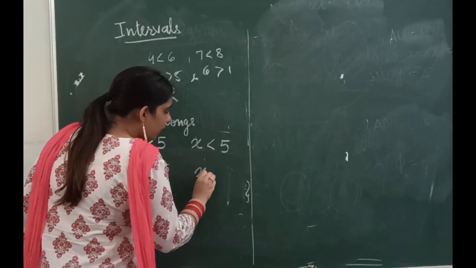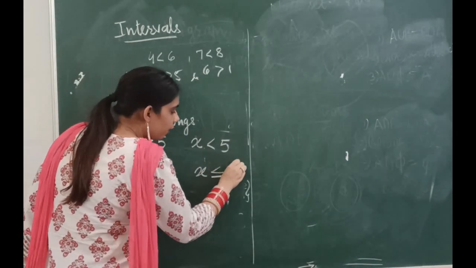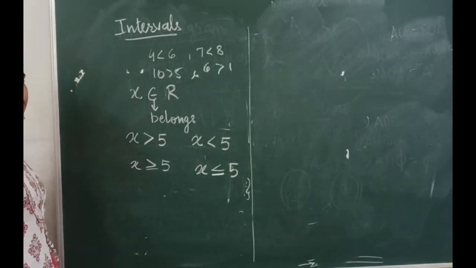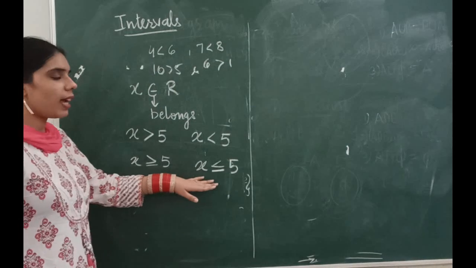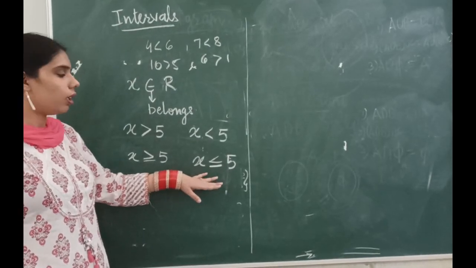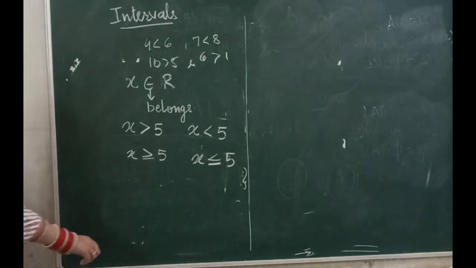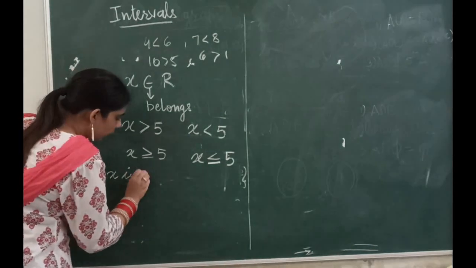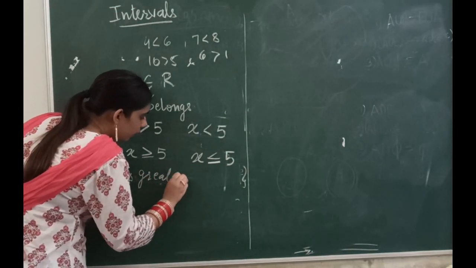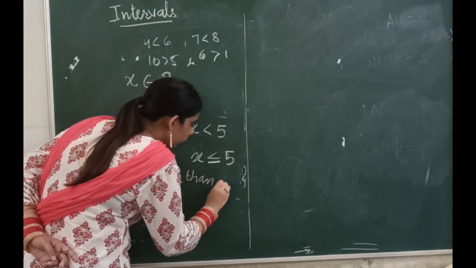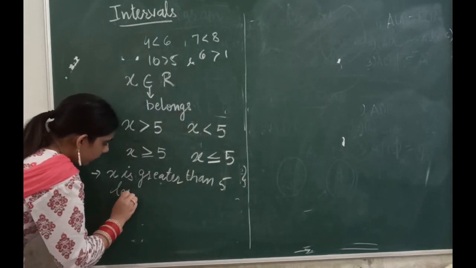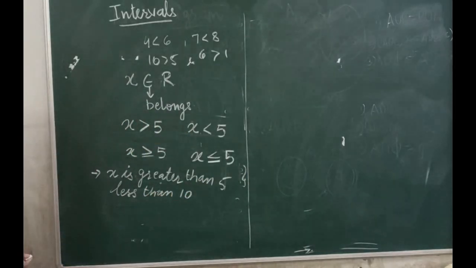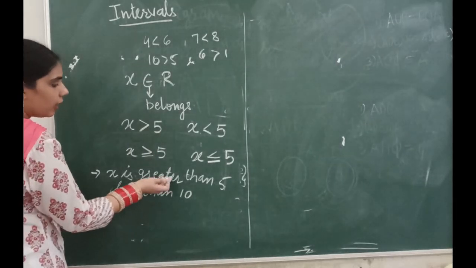If I have to write x is less than or equal to 5, I will write it like this. Understood? This is a very easy concept and you have already done it in your earlier classes. Now I will write one statement: x is greater than 5 but less than 10. How will I write this statement as an inequality?